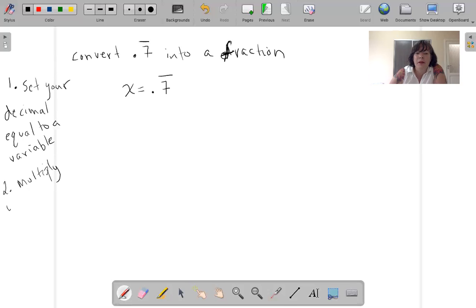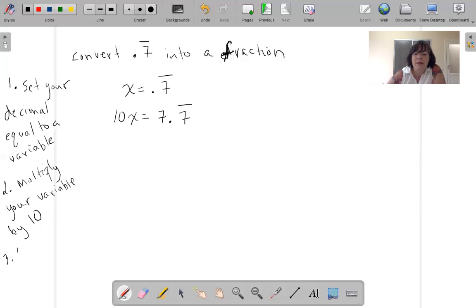Number 2, multiply your variable by the magic number 10. So now we've got 10x equals, well, what would 10x be? We'd move our decimal over once, and we'd have 7.7 repeating. Because these 7s go on and on and on, they never stop. So it's 10x equals 7.7 repeating.